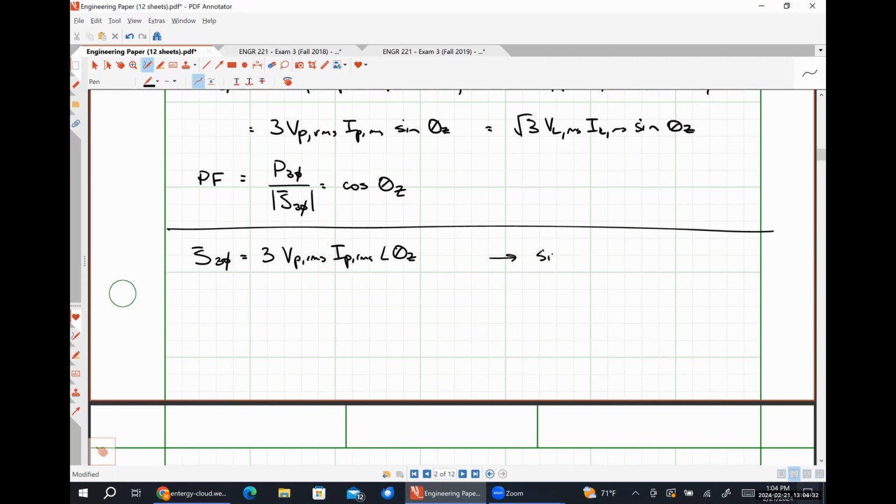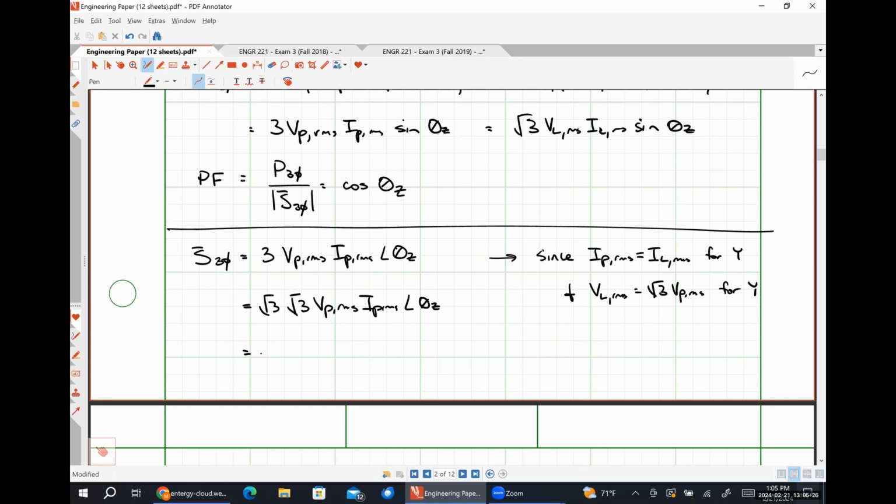Now I'm going to say, since IP RMS is equal to IL RMS for a Y connection, and VL RMS is equal to root 3 VP RMS for a Y connection, this can be expressed as the square root of 3 times the square root of 3 VP RMS IP RMS with an angle of theta Z. This root 3 VP RMS is just VL RMS, and IP RMS is just IL RMS.